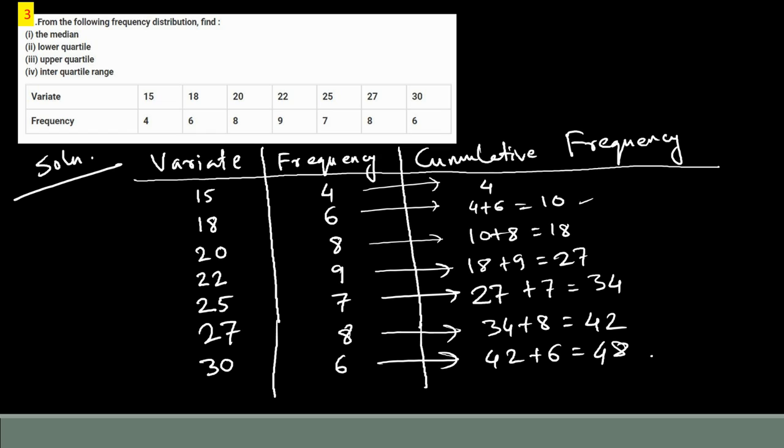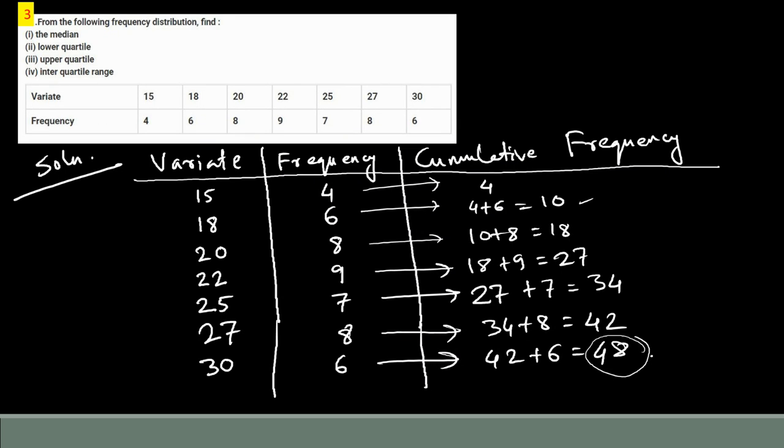So what is the total number of variates? 48. So basically the total number of terms is 48. Therefore n equals 48, right, which is an even number. Now find the median basically. There are 48 numbers. What will be the median?